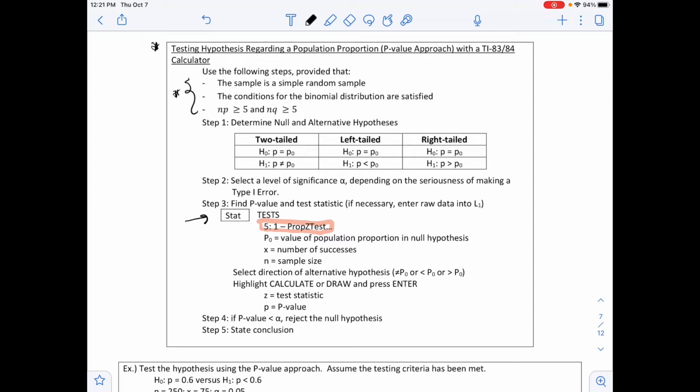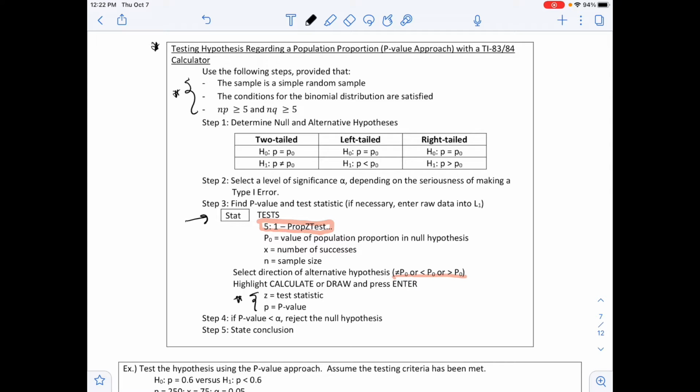You're going to select the direction for the alternative hypothesis, which is either not equal to, less than, or greater than your p naught value. Then you can highlight Calculate or Draw. Draw is kind of neat to see it draw that bell-shaped curve for you. But for Calculate, press enter. When you do, you're going to get 2 different things that we need in our output.